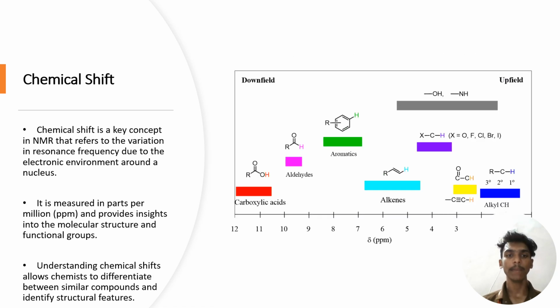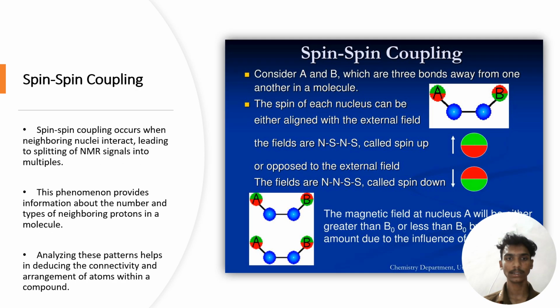Chemical shift. Chemical shift is a key concept in NMR that refers to the variation in resonance frequency due to the electronic environment around a nucleus. It is measured in parts per million, which stands for ppm, and provides insight into the molecular structures and functional groups. Understanding chemical shifts allows us to differentiate between similar compounds and identify structural features.